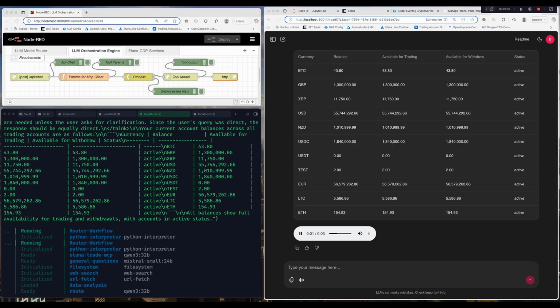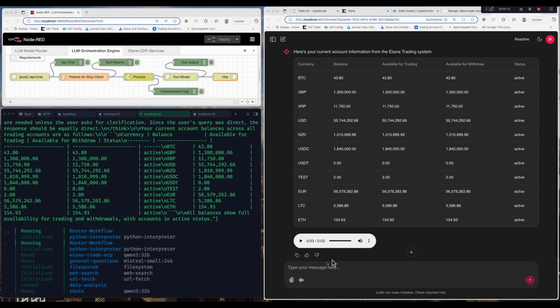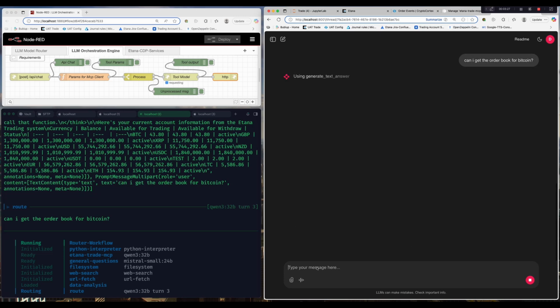Here's your current account information from the Etana trading system. Using the reasoning and action method, the LLM was able to detect which MPC service to talk to, understand which tools it could use, and provide the right parameters to give us back the information for our accounts.